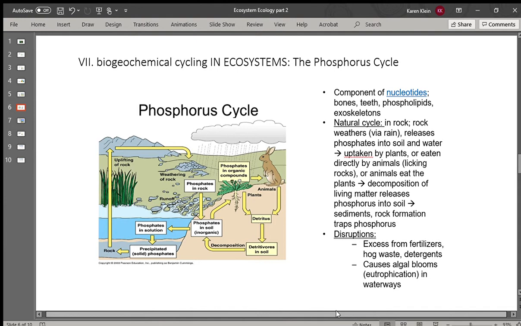Again, this is from fertilizers. This is from excess manure with factory farming. We see a lot of excess phosphorus. Detergents used to contain a lot of phosphorus, so we saw a lot of phosphorus spilling into waterways because of this. And this is another cause, when it gets into the waterways, of eutrophication events or excess algal growth.